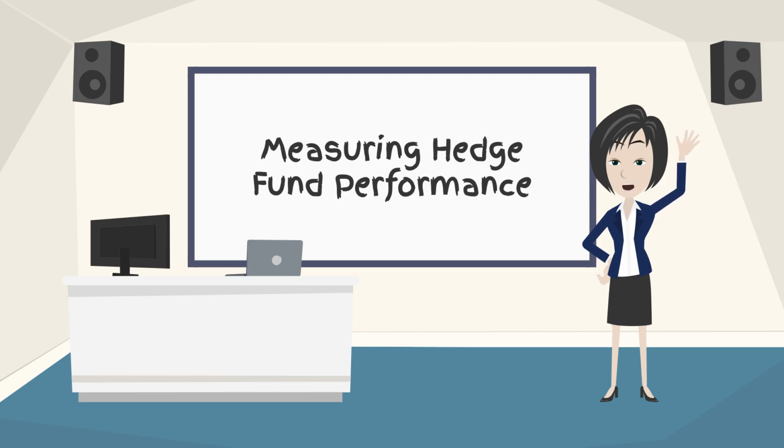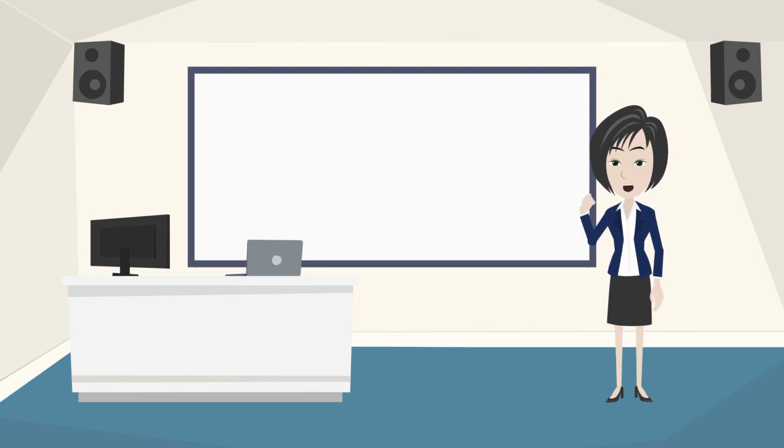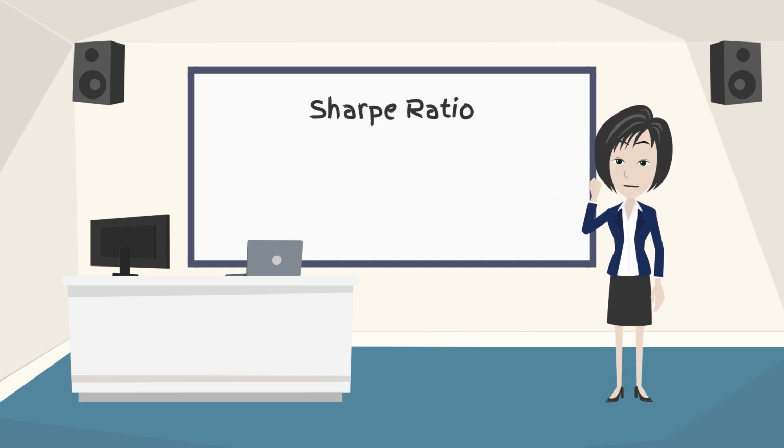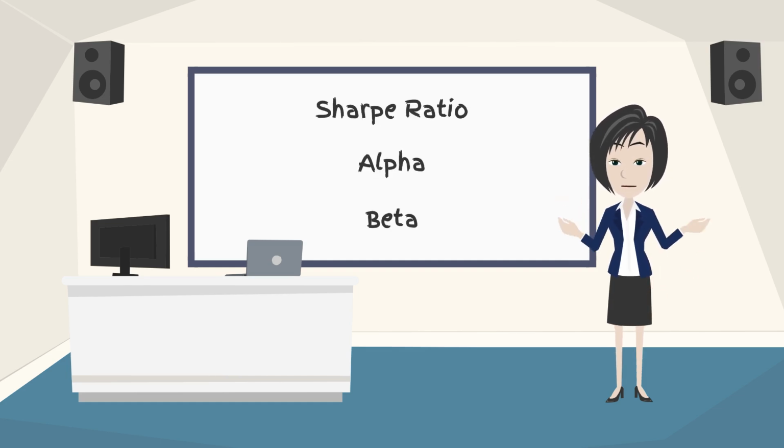Welcome back, investors. Today, we're decoding how hedge funds measure and report their performance. Let's explore some key metrics like Sharpe ratio, alpha, and beta.